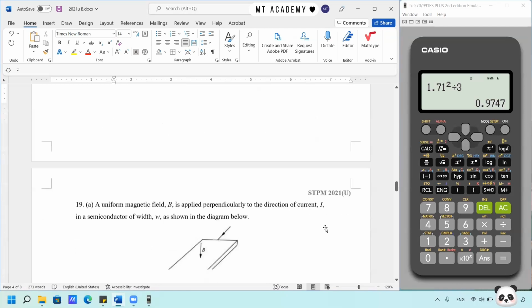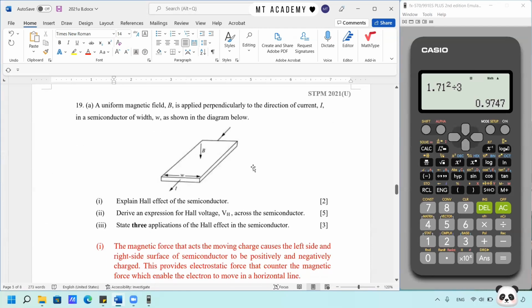Okay, so we move on to the next question, 19. A uniform magnetic field B is applied perpendicularly to the direction of current in a semiconductor of width W shown in the diagram. So you need to recall what we have learned about the Hall voltage. Number one, explain the Hall effect of the semiconductor, 2 marks. So maybe you need to at least explain 2 effects from the Hall voltage.